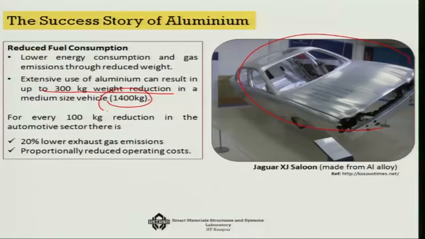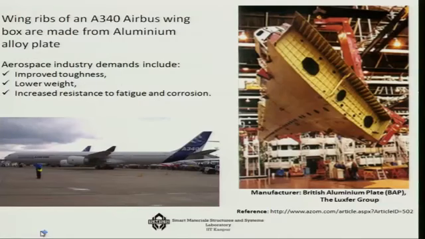So, that is very good, because for every 100 kg reduction in the automotive sector, there is 20% lower exhaust gas emission and also proportionally reduced operating cost. So, as you reduce weight, you gain more and more reduction in terms of exhaust gas and also in terms of fuel economy. That is how aluminum started to be used in many cars. The body is actually substituted from ferrous alloys to aluminum and its alloys.